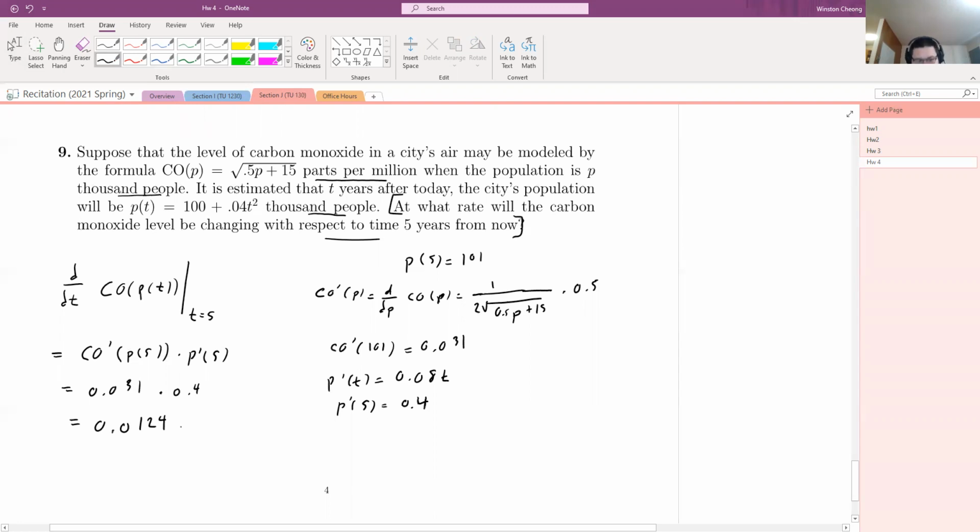And lastly, we should put units. Since this whole problem is a word problem, there are units for this. So it's ppm per, well, ppm of what? ppm, parts per million, of carbon monoxide per year, right? The question was asking, at what rate will this carbon monoxide level be changing? Well, our answer, it'll be changing at a rate of 0.0124 parts per million per year.